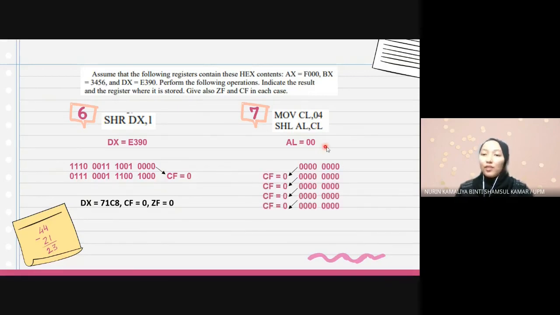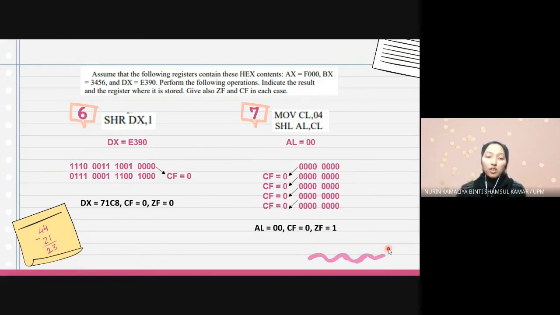Okay, so 00 in the binary form is 00000000. So the last one is pretty easy. You just shift the 0 at MSB here into CF, and then you shift to the left bit by bit, and then you insert the 0 into LSB. You repeat the steps for 4 times, as the question wants you to shift 4 times. And the result, you will get AL equals 00, CF equals 0, ZF equals 1.